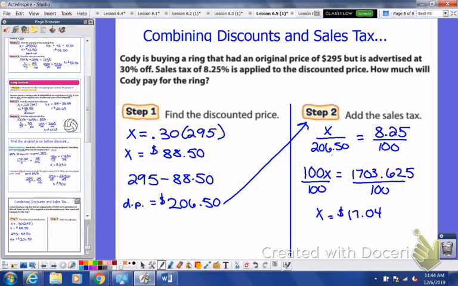Remember, the discounted price was $206.50. This is our tax. So tax, we have to add. So $206.50 plus $17.04 gives us a final price of $223.54. Okay, so there's an example where we combine the discount and the tax to get what your final price would be.